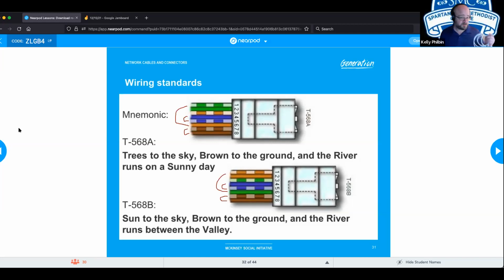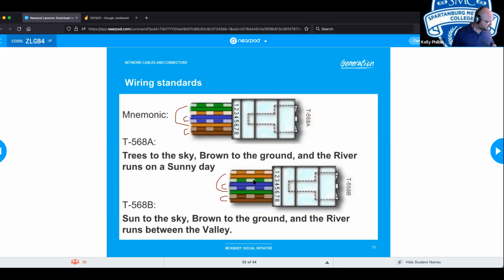Also, if you have a network cable at your house, look at the bottom of the cable and see which standard you have. Do you have an A cable or a B? Just pull it out and look at it. You should be able to see the colors through the connector, and you can determine whether you have standard A or standard B.